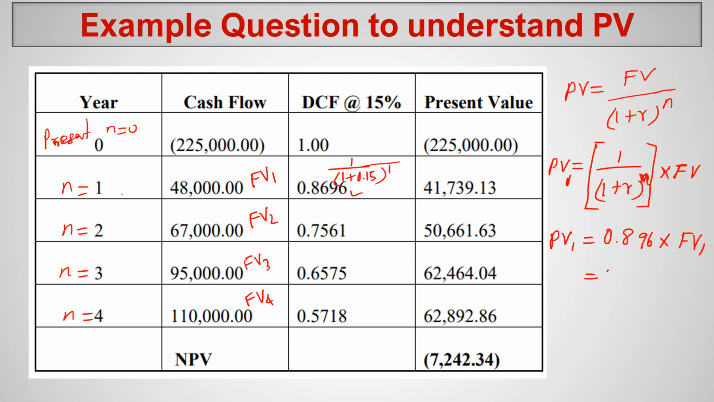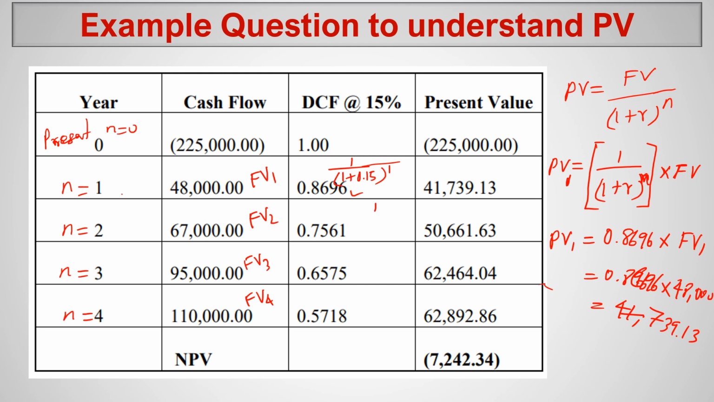What is FV1? 0.8696 multiplied by 48,000. You will get the answer. So that answer is 41,739.13. Similarly, for FV2, what is FV2?